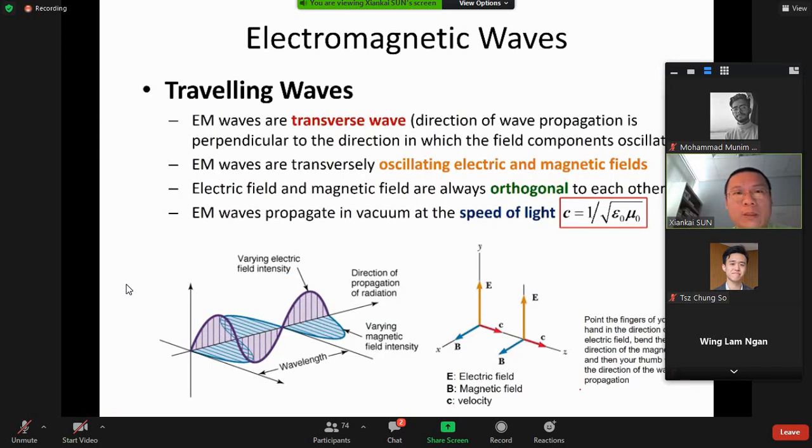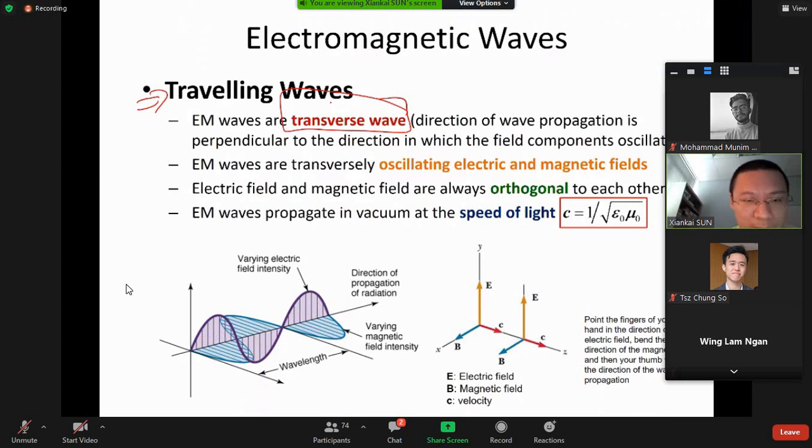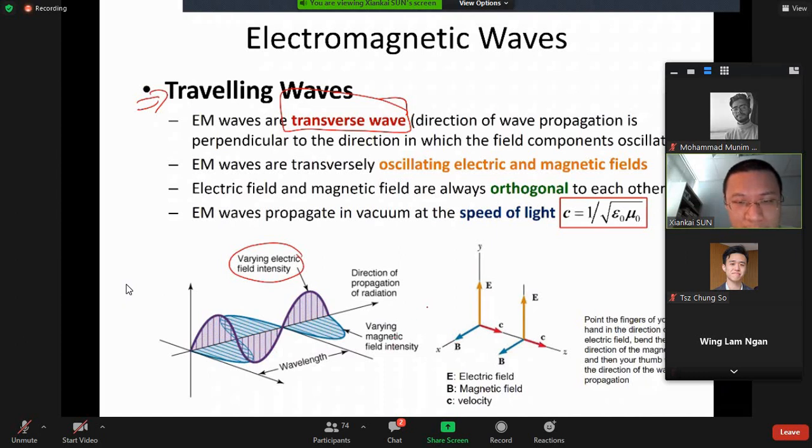Okay, so talking about electromagnetic waves. First, electromagnetic waves are transverse waves. That means the direction of wave propagation is perpendicular to the direction in which the field components oscillate. So what does it mean? Let's look at the example shown at the bottom left. The purple curve shows the varying electric field intensity, and the blue curve shows the varying magnetic field intensity. So they are perpendicular to each other.